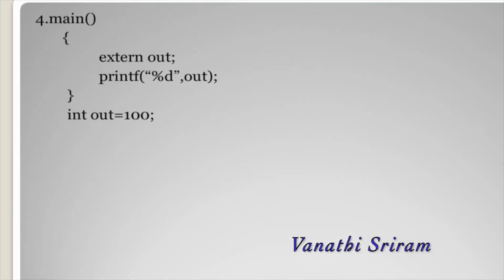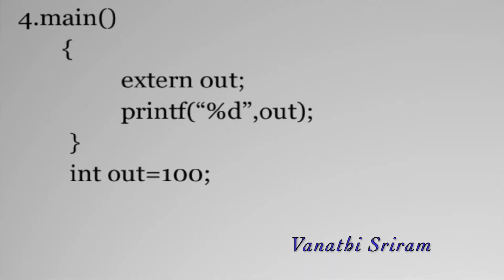Let's move into the next question. Can you guess the answer for this one? If you are clear about the previous question, then you would answer this one. Here an extern keyword is used with a variable named out, but the value for the variable is initialized outside the main function. The variable out will retrieve the value which is initialized outside the main function, that is 100, and display the value of out as 100.